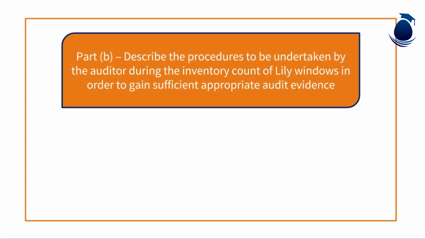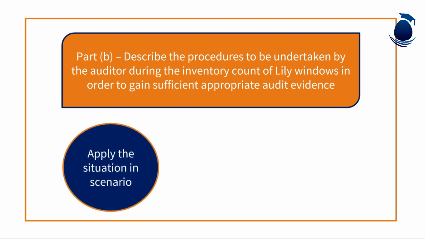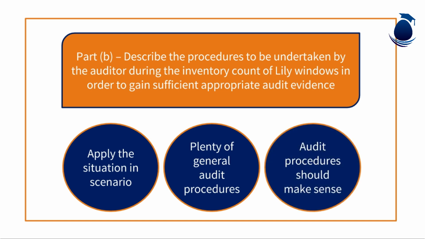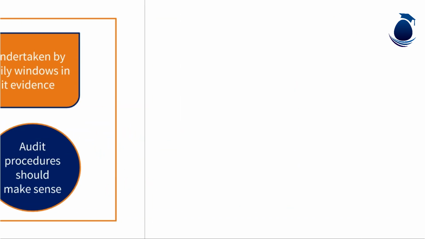Part B asks to describe the procedures to be undertaken by the auditor during the inventory count of Lilly Windows, in order to gain sufficient appropriate audit evidence. You will also need to apply the situation in the scenario to the question. While there are plenty of general audit procedures for gathering evidence, during an inventory count, there will be elements of the count in the scenario the auditor would need to clarify. Make sure your audit procedures make sense to Lilly Windows.